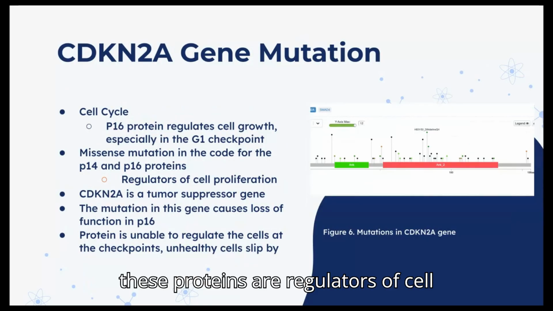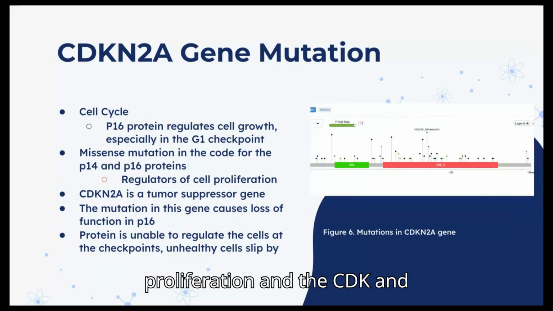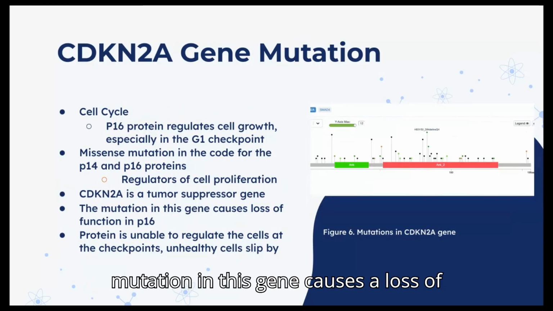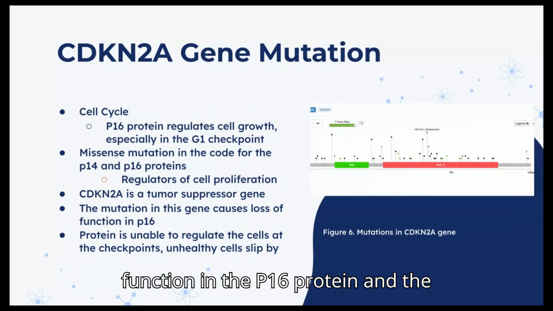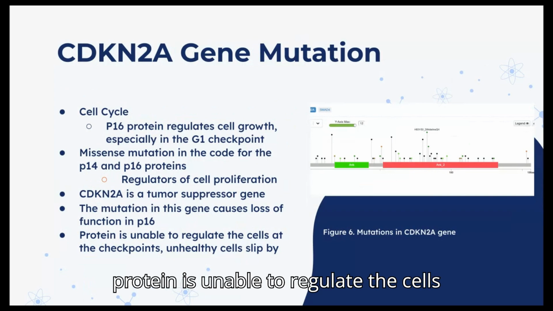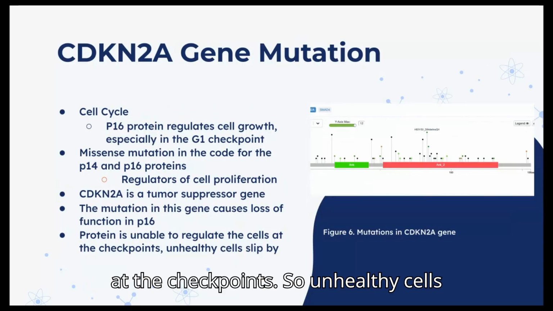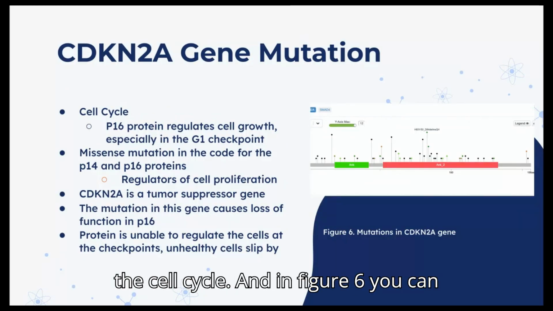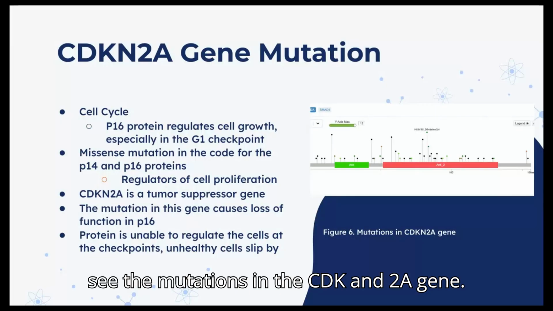And these proteins are regulators of cell proliferation. And CDKN2A is a tumor suppressor gene. So the mutation in this gene causes a loss of function in the P16 protein, and the protein is unable to regulate the cells at the checkpoints, so unhealthy cells slip by the checkpoints and go through the cell cycle. And in Figure 6, you can see the mutations in the CDKN2A gene.